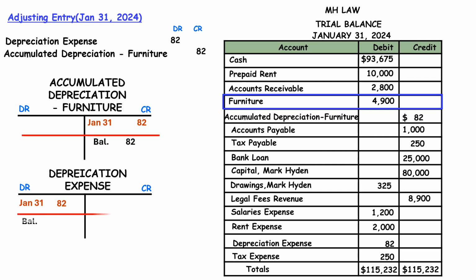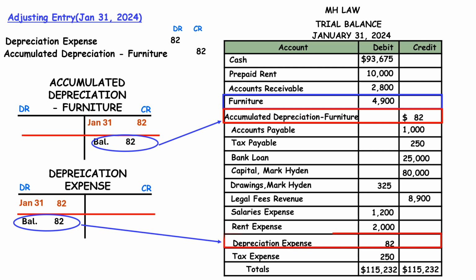Let's balance these accounts. So now these balances will be reflected in the trial balance. So we are going to copy that. So now you can see that the new accumulated depreciation furniture is accounted for as a credit in the trial balance. And finally, we are going to also update the trial balance for the depreciation expense here, $82 as a debit.